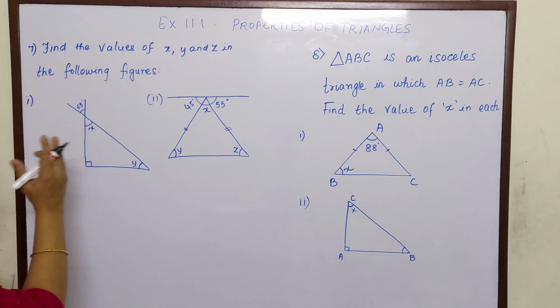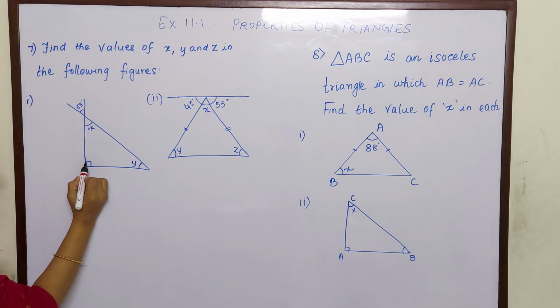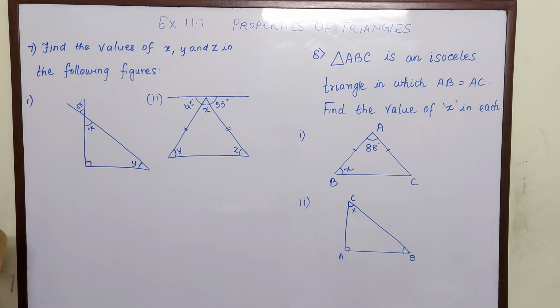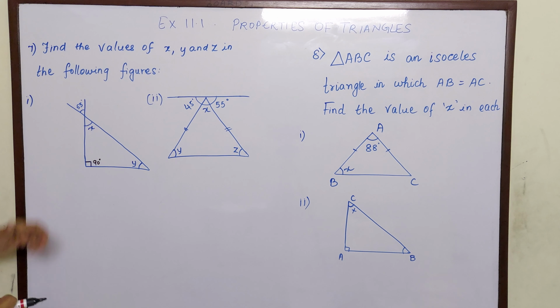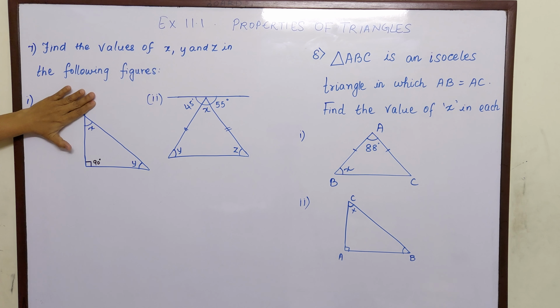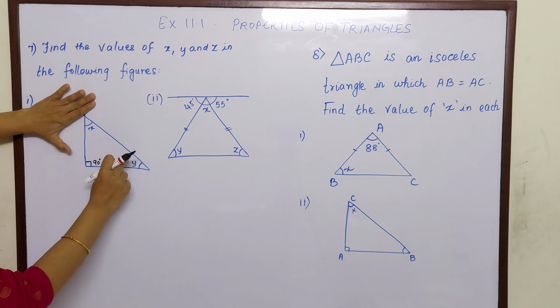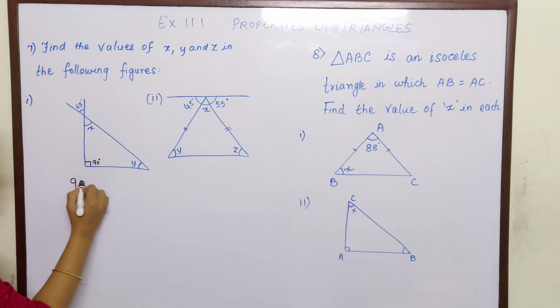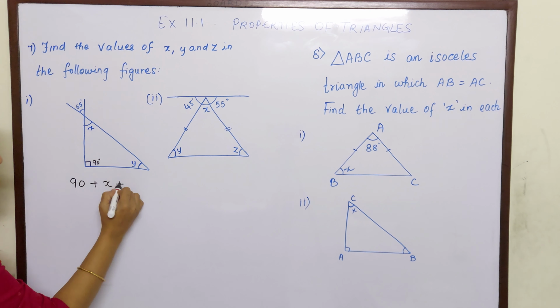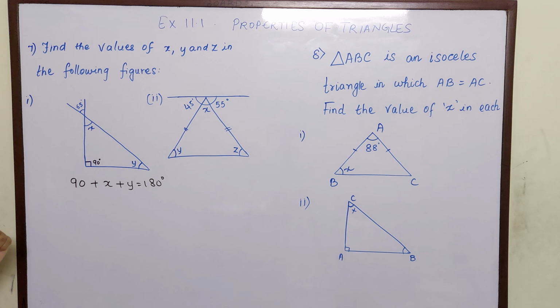Now if you look at the first figure, this one, you can see that it is a right angle triangle because the shape is like this. So here we know this is 90 degree. And if you exclude this, then this is a right angle triangle. That means 90 plus x plus y. They are the three angles of a triangle and they form 180 degree because of angle sum property. So 90 plus x plus y is equal to 180 degree.